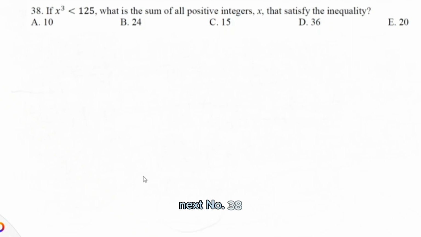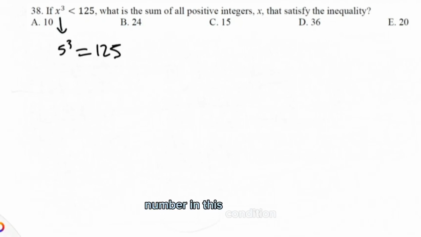Next, number 38. If x cubed is less than 125, what is the sum of all positive integers x that satisfy the inequality? Alright, let's go. So, off the bat, we can see that 5 cubed is exactly 125, which means 5 is the greatest number in this condition. So that means all the numbers of x have to be less than 5.